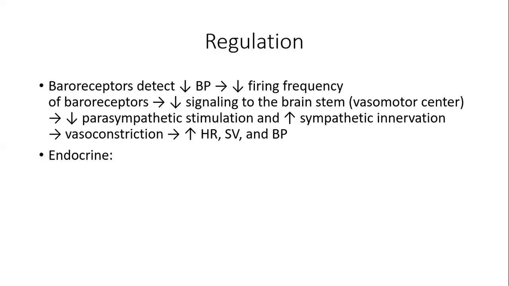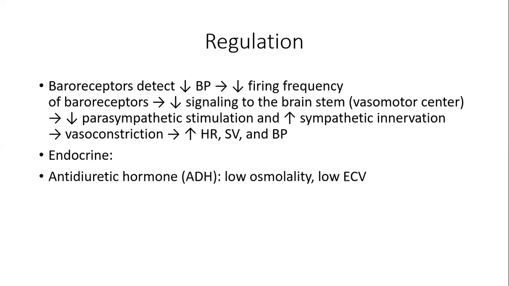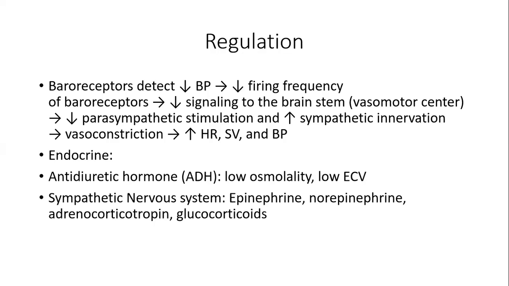Other key regulators include antidiuretic hormone, which is stimulated when there is high osmolality and very, very low effective circulating volume. Then we have again the sympathetic nervous system, which can detect a drop in blood pressure. And we have the renin-angiotensin-aldosterone system.